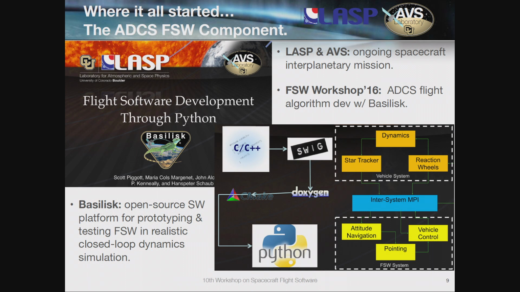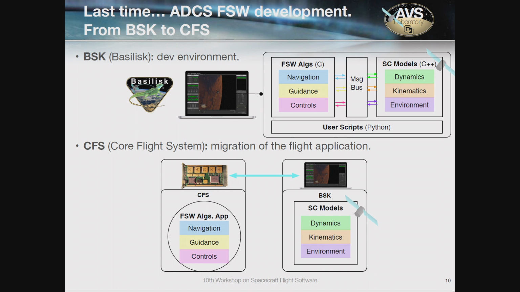Basilisk is exposed to the user as a Python application, but the source code is all in C and C++. Another relevant feature of Basilisk is that it uses a message passing interface between the different tasks and processes of flight software and simulation. This message passing interface makes it very easy to take the flight application once fully developed and migrate it out of the Basilisk development environment.